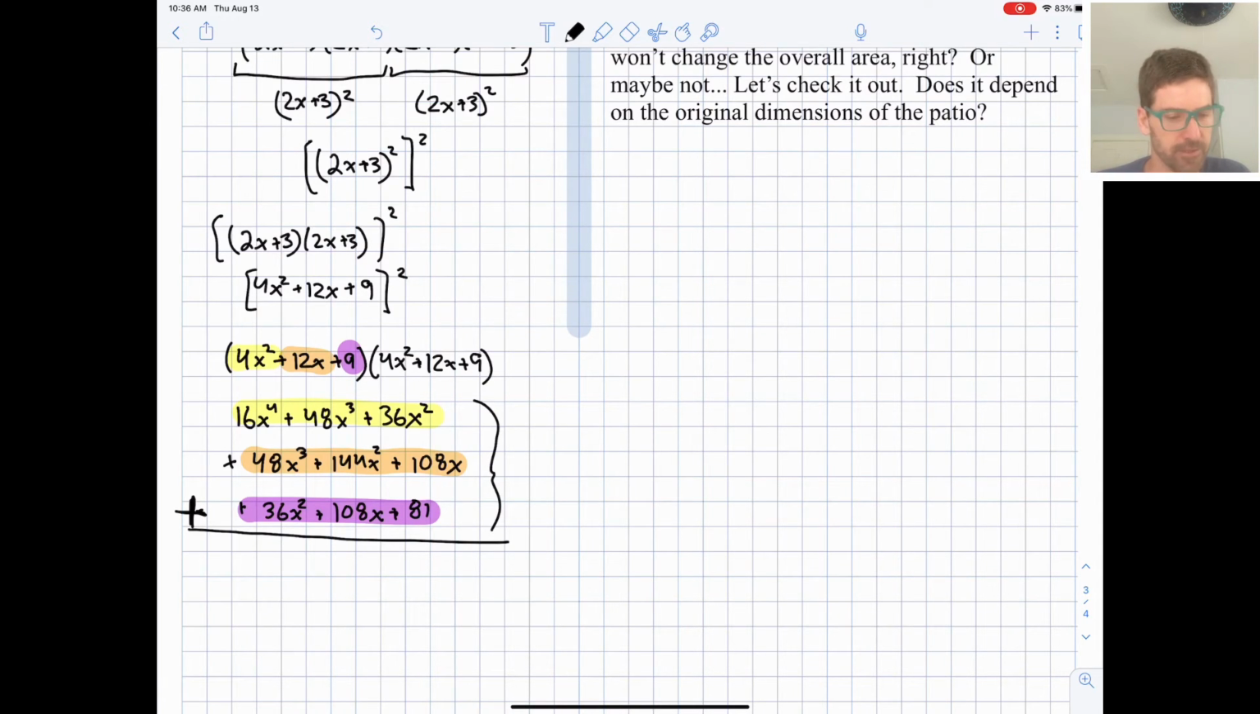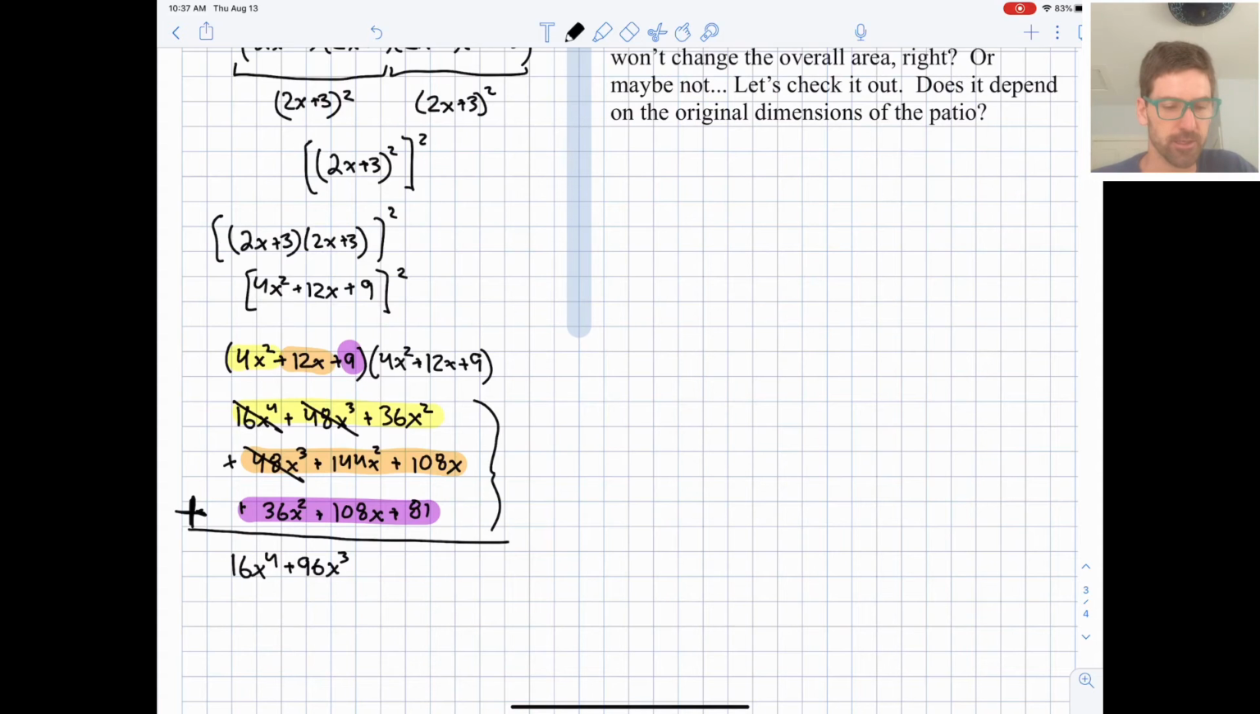So let's look at the fourth powers first, and then we can cross off as we go. So we have 16x to the fourth. Let me just cross that off. What are our cubes? We have two cubed terms, a 48x cubed and a 48x cubed, so that's 96x cubed.